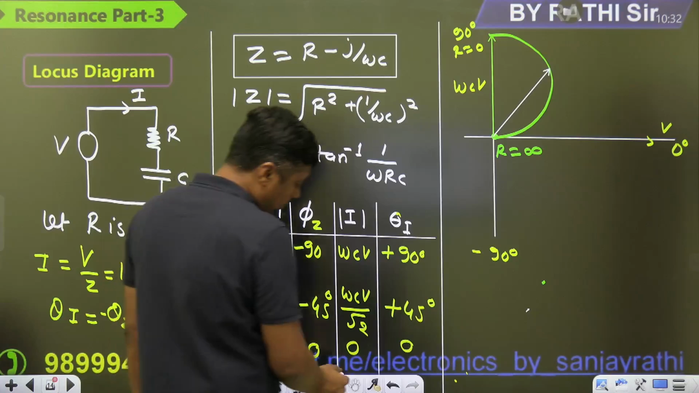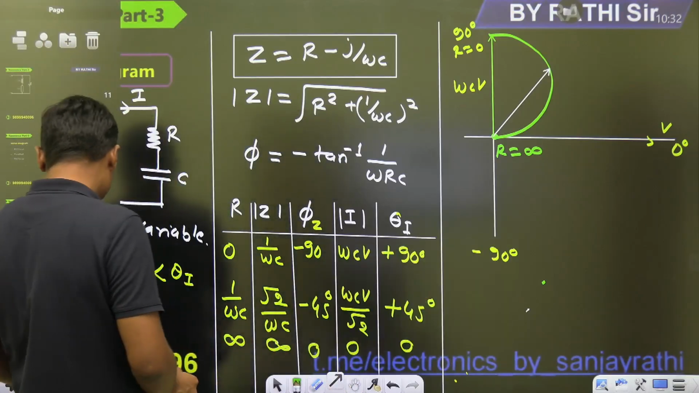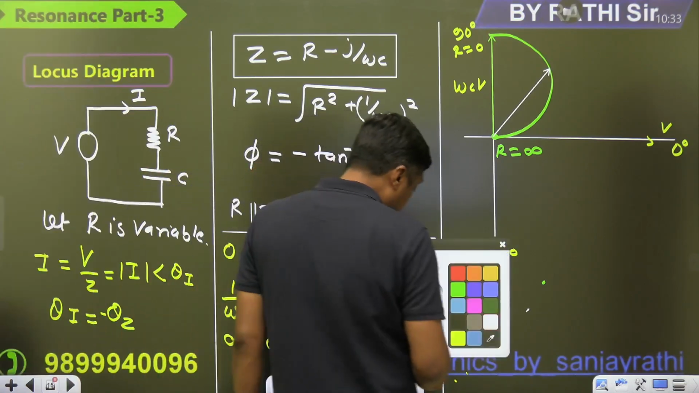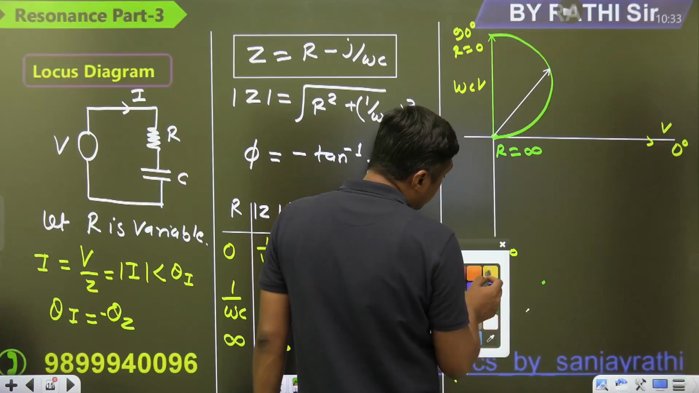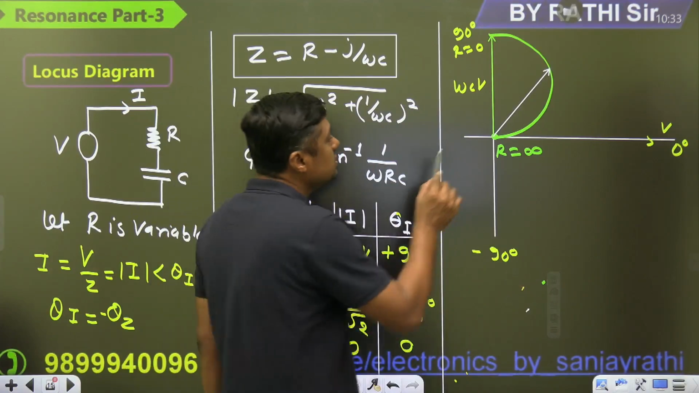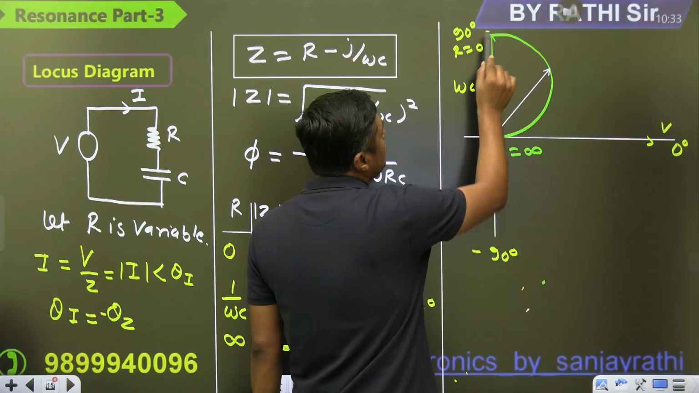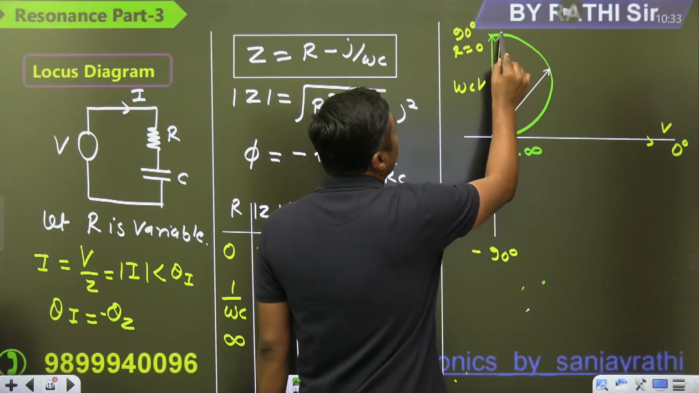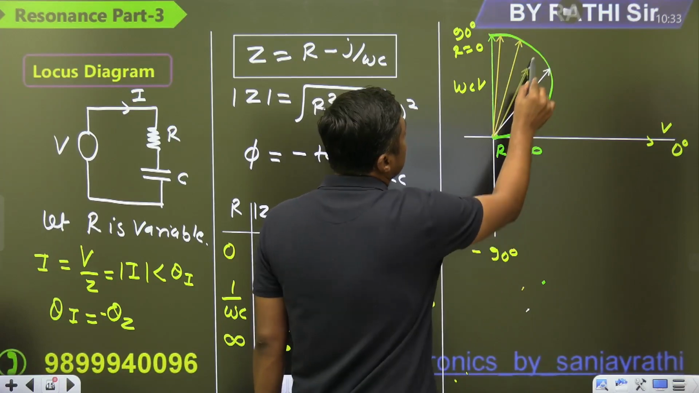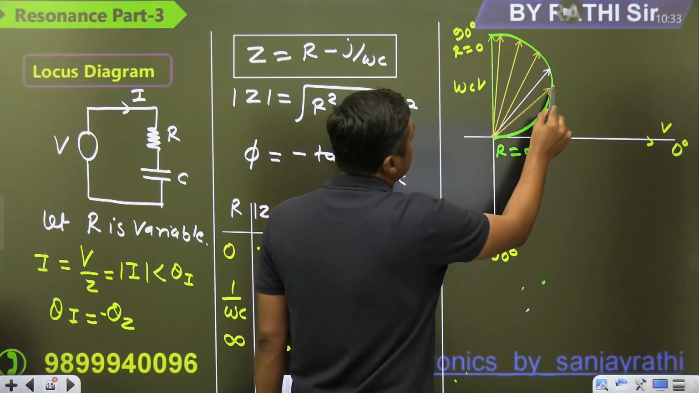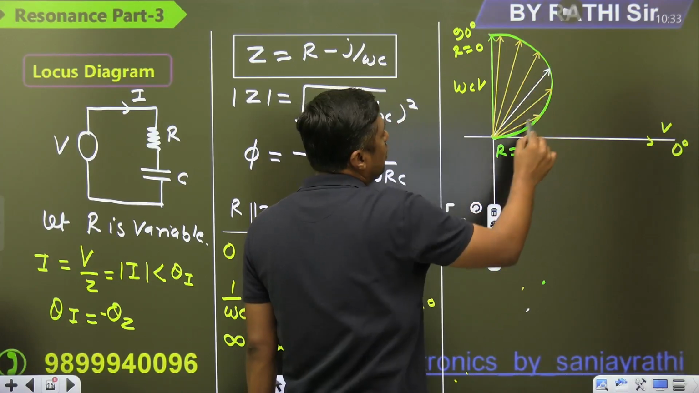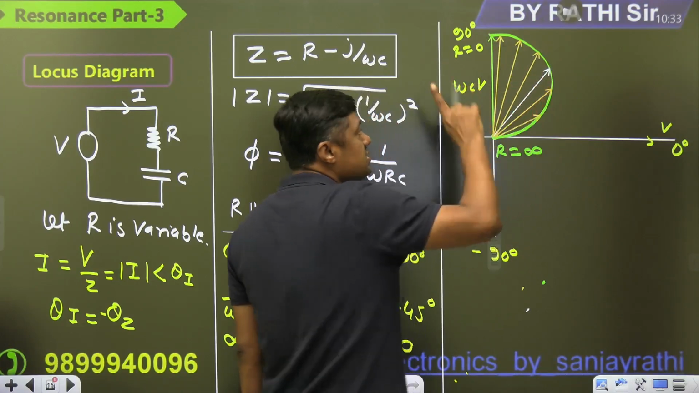So when we are talking about the phasor or locus diagram, we can take infinite values of R from 0 to infinity. Exactly at 0, this is the value. For other values, this is the value, and so on. What we are doing is connecting the tips of the phasors, and that is called the locus diagram. So we are getting a semicircle.